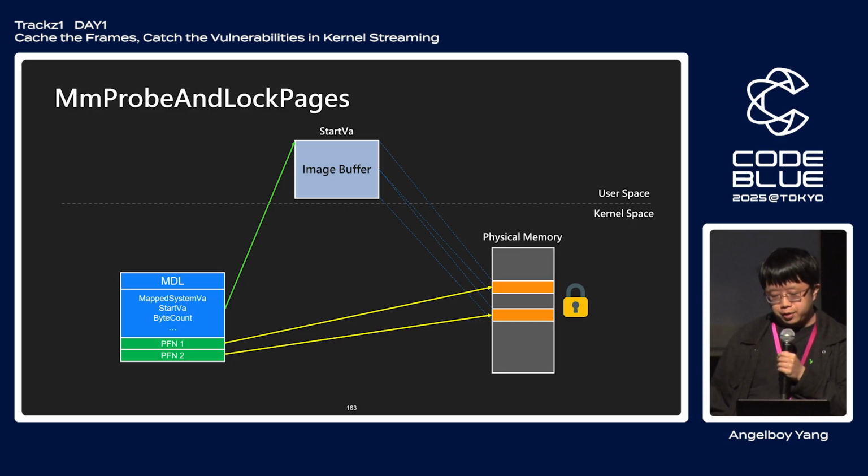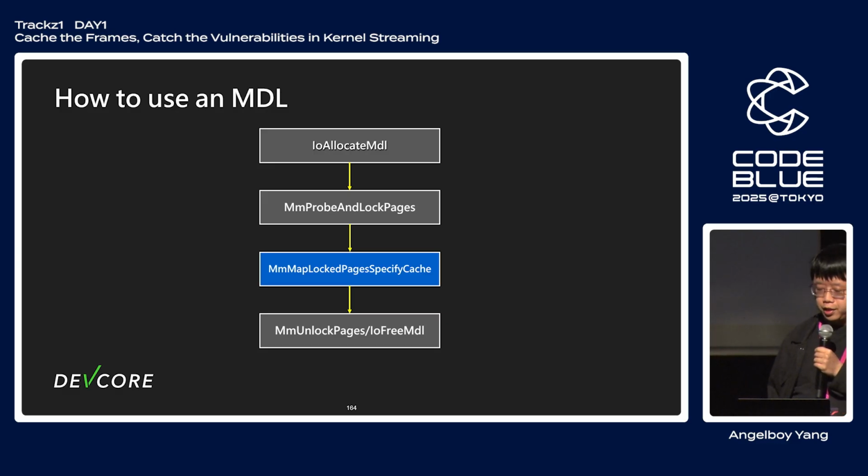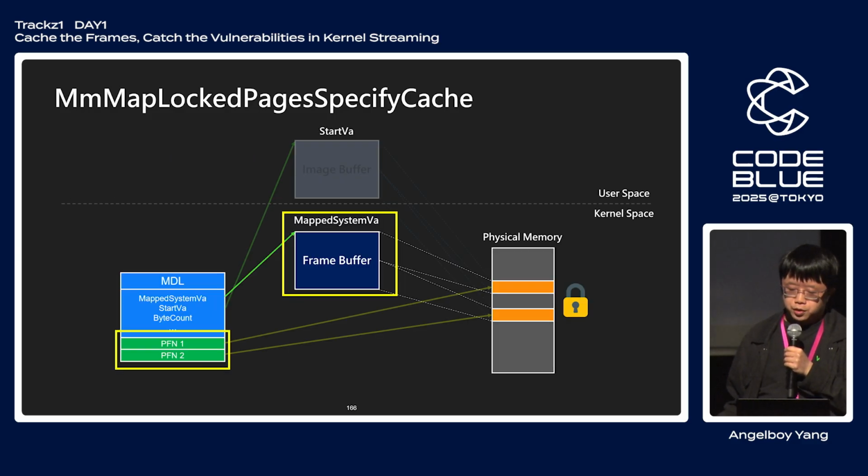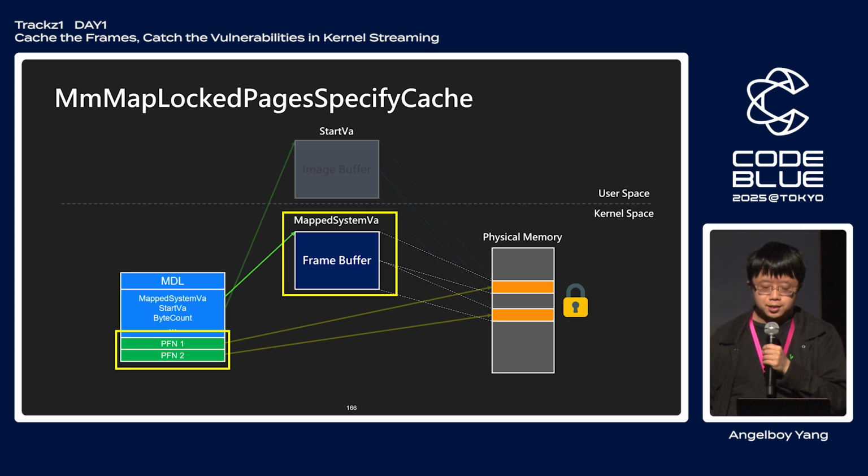It fills in the PFN array at the end of the MDL, and it also locks the pages in physical memory. Third, when the kernel needs to access the buffer, it will call MmMapLockedPagesSpecifyCache. In this function, it will map a new virtual address using the PFNs stored in the MDL. Just like the diagram, after using this function, it will map a frame buffer in the kernel space. It will refer to the same physical address.